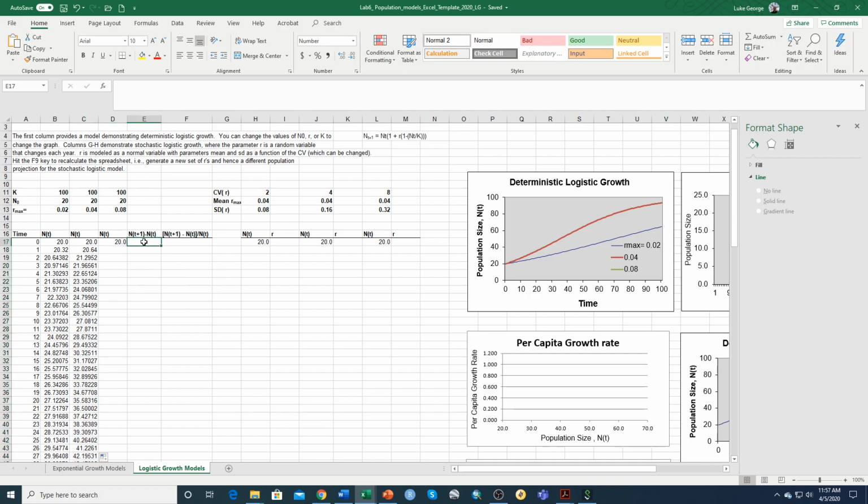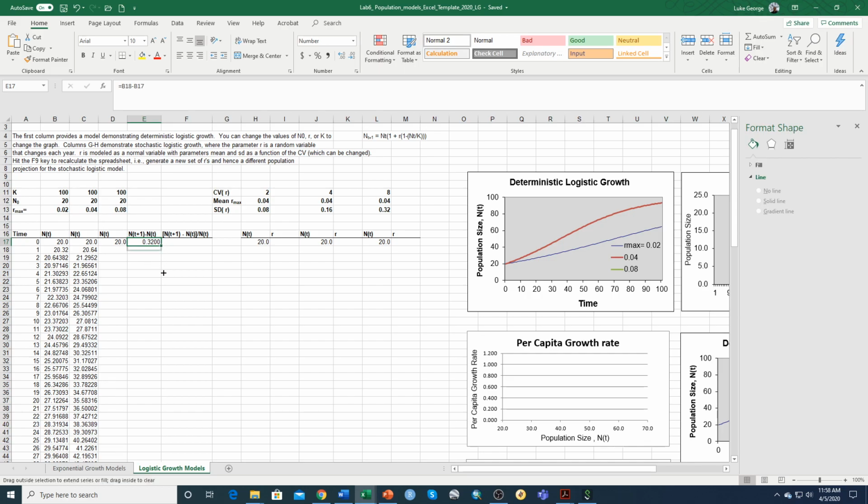To get n sub t plus 1 minus n sub t, it's simply taking the population size in the next time step minus the population size in this time step. So that's our change in population size, pretty small, 0.32 individuals here. I'm doing it for little r of 0.02. The homework assignment says you can use either 0.02, 0.04, or 0.08. Probably best to stick with 0.02 or 0.04.